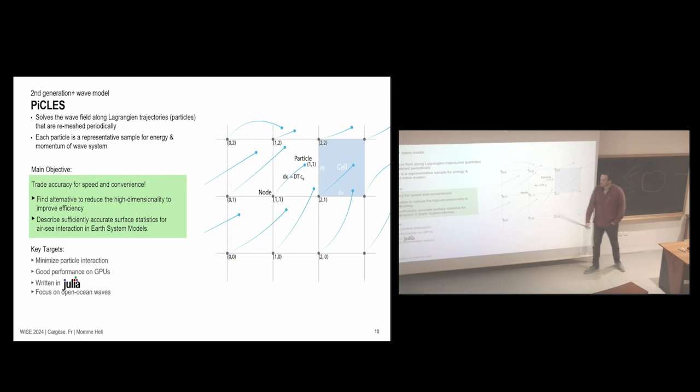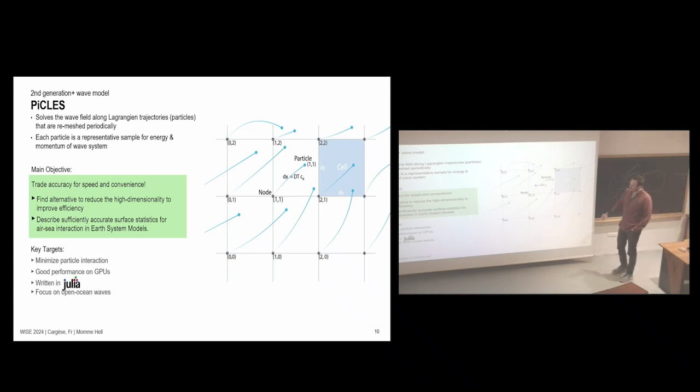The main objective here is to trade accuracy for convenience, right? We will not be as accurate as WaveWatch, and we don't want to be, because we don't want to predict waves. We want to model sea-air interaction. These are very different purposes. We do that by reducing the high dimensionality of WaveWatch or of any spectrum model, and that will allow us to describe a sufficiently accurate sea state. We do this fast by minimizing particle-particle interaction.